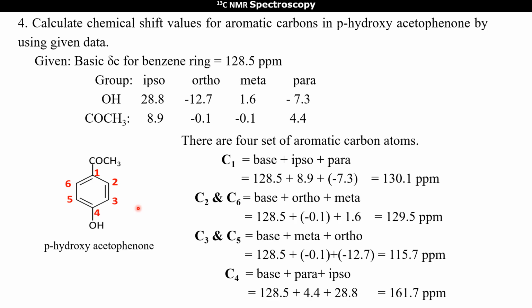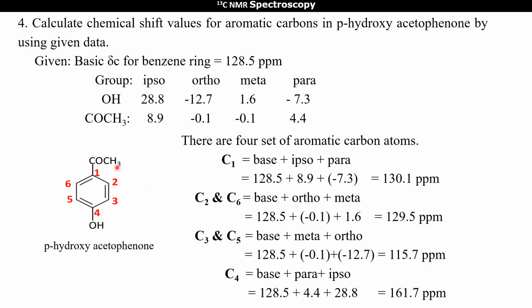In case of para-hydroxyacetophenone, there are 4 sets of carbon atoms. C1, C2 and C6 are equivalent, C3 and C5 are equivalent, and C4. There are 4 sets of carbon atoms on the benzene ring. Let us see the calculation. For C1, the equation is base plus ipso plus para. This is the carbon atom number 1.